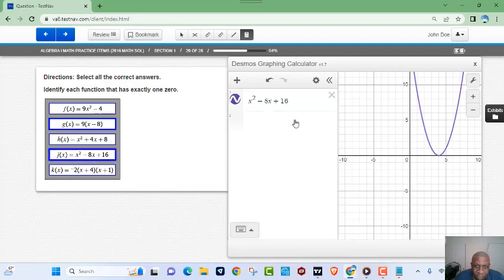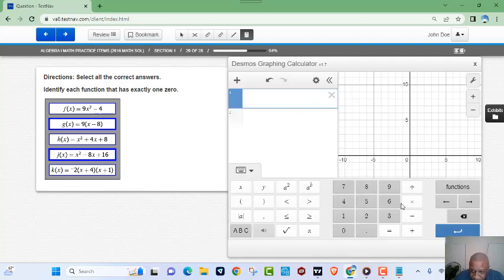That one. And then finally, let's do negative 2, open parentheses, x plus 4, and then x plus 1.